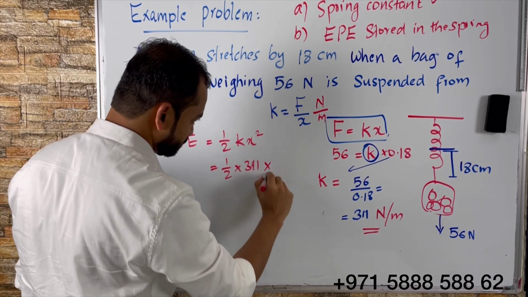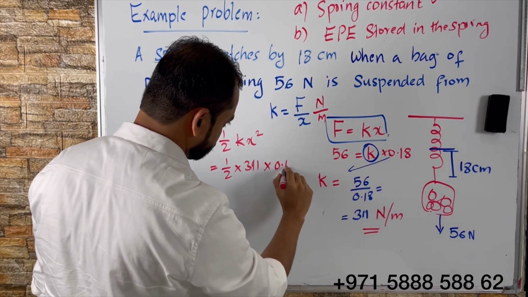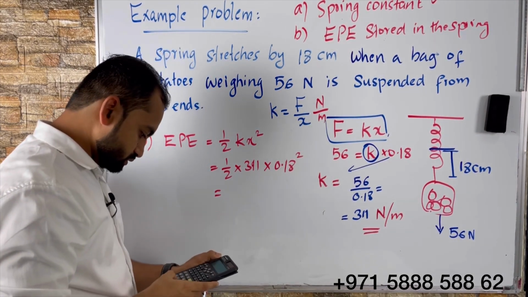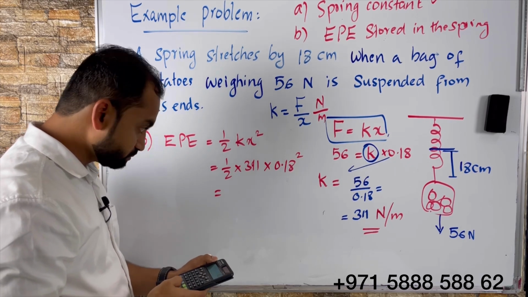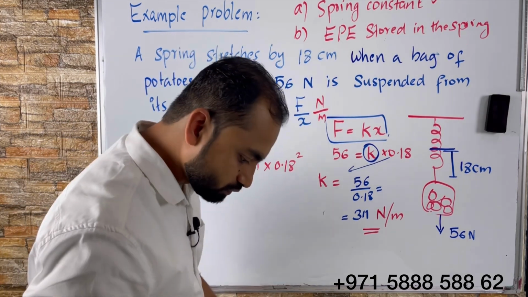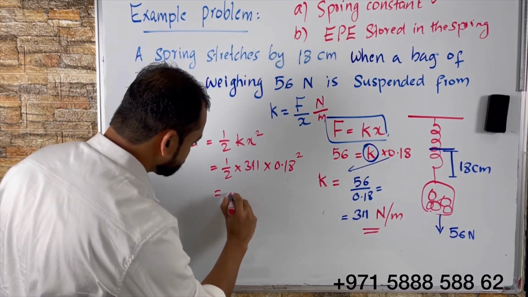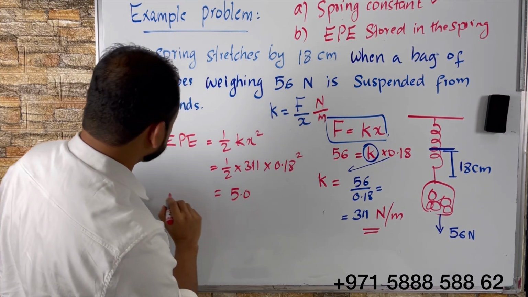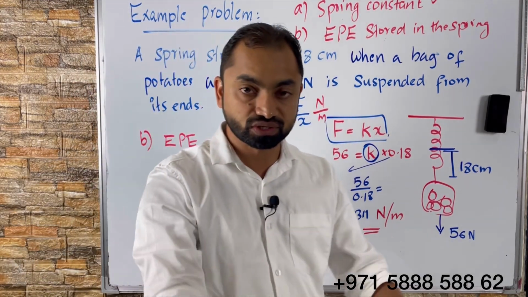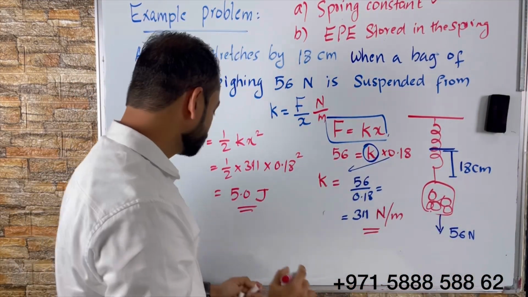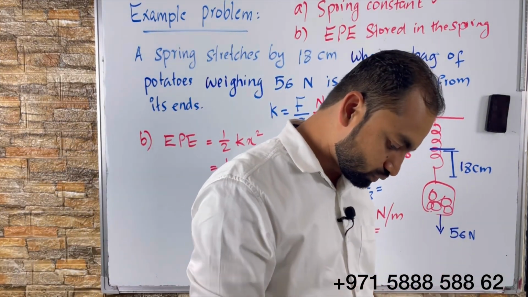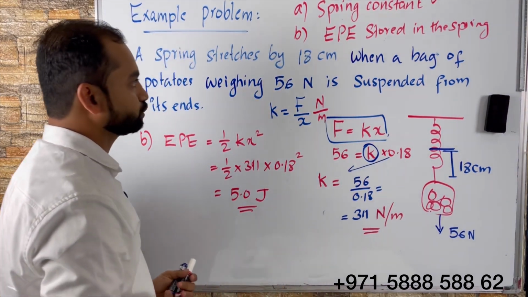K you already calculated, x value is 0.18 squared, which equals 0.5 multiplied 311 multiplied 0.18 squared, which equals 5.038. So 5.0 joule. SI unit of elastic potential energy, or SI unit of any type of energy, is joule. So 5 joule, we are done with that question. Then we will move to the next question from the practice problems.